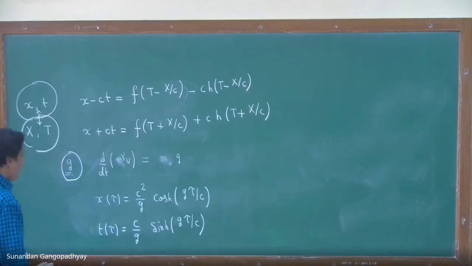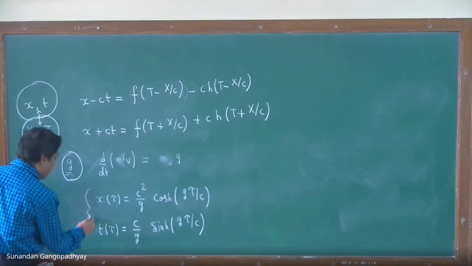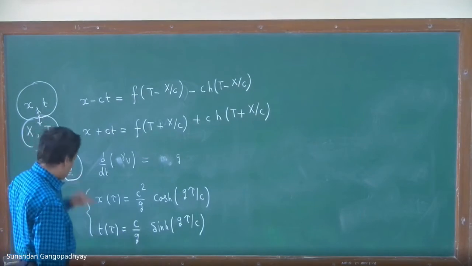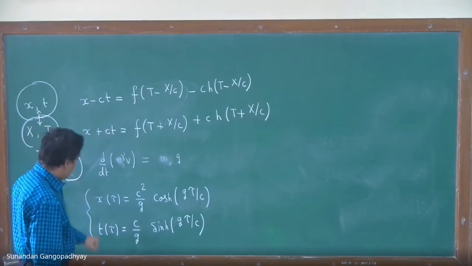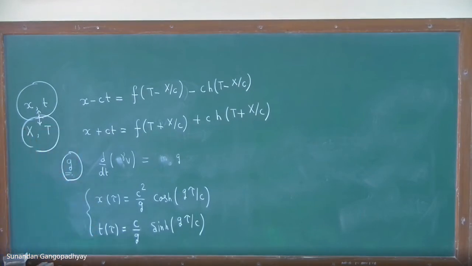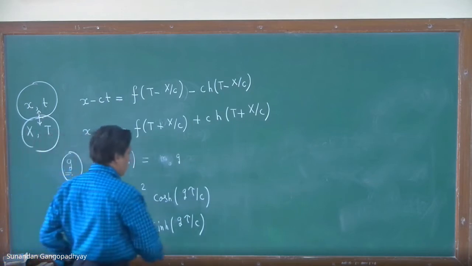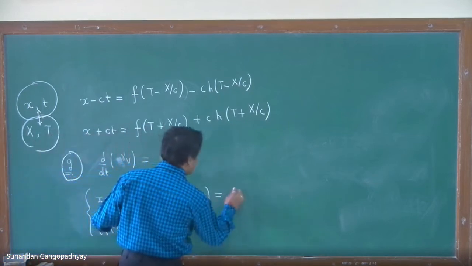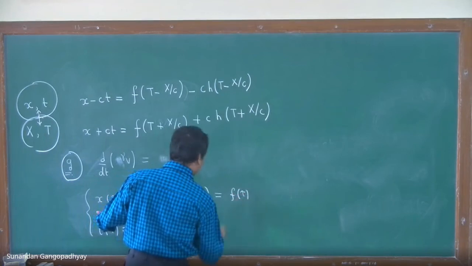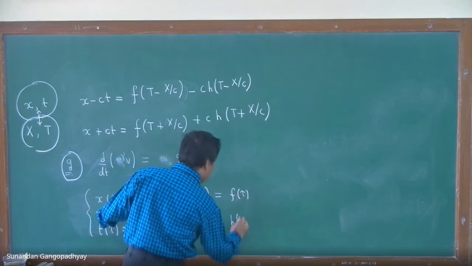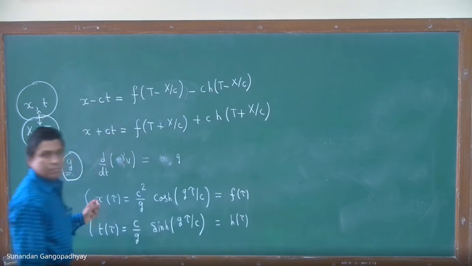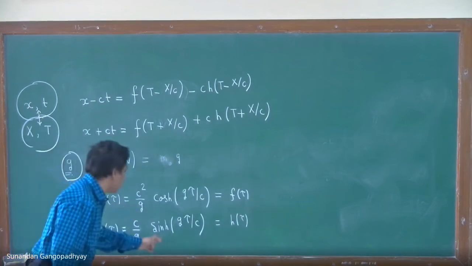So what we have obtained from here is, we had solved in the previous lecture that these are the functional forms, and now that we know what the functional forms are, you can immediately find x of tau, this is nothing but f of tau, and this is nothing but h of tau. So these are the functional forms.